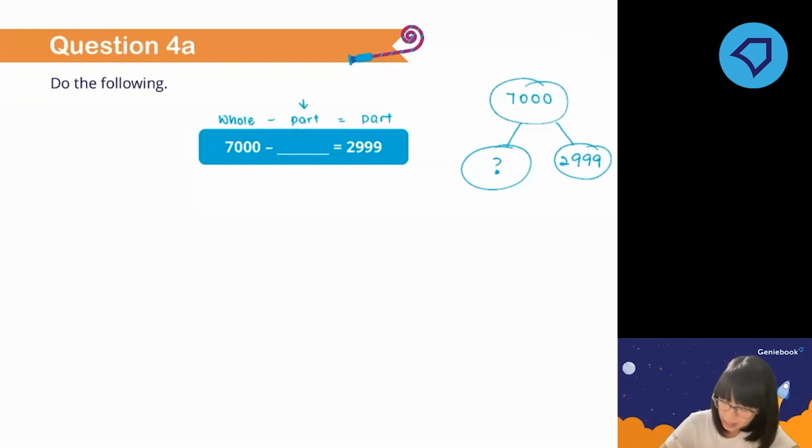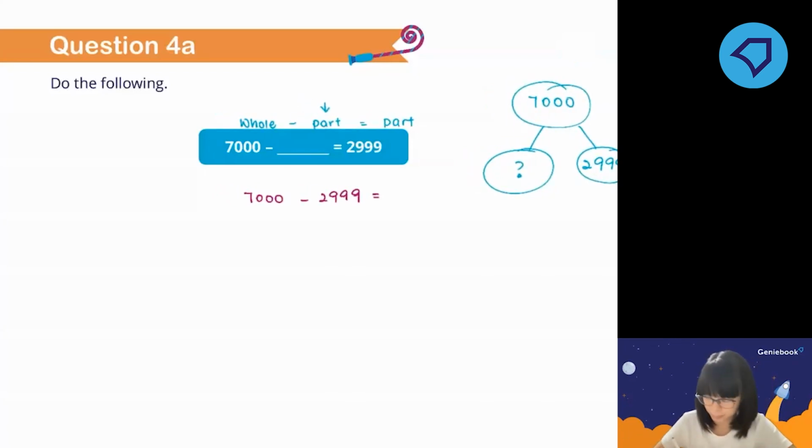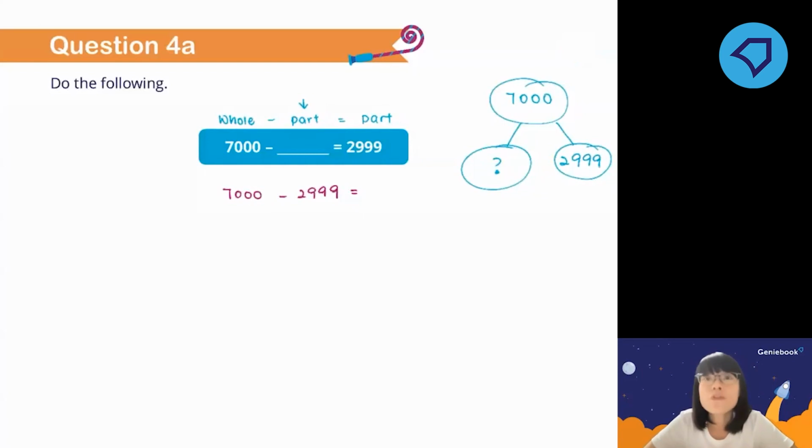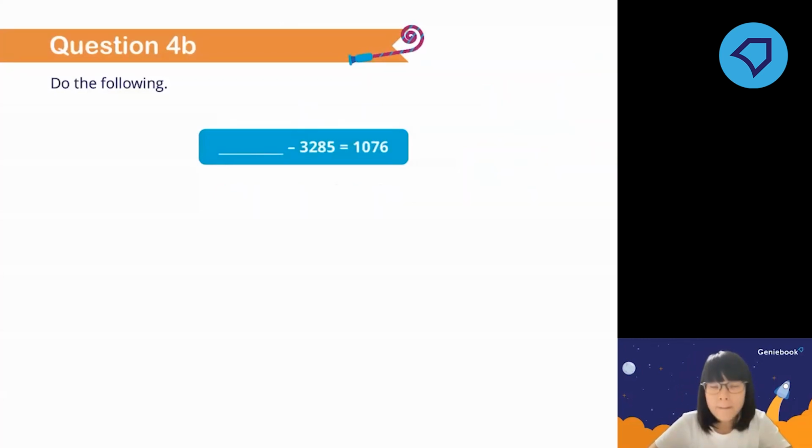Okay, so in this case, we are going to take 7,000 minus 2,999. And what would your answer be? 4,001. Okay, so I hope all of you can do your subtraction by now. Your answer will be 4,001. Okay, now we need to compare with this other variation of indirect subtraction. Something minus 3,285 will give me 1,076. So how do I find this number?